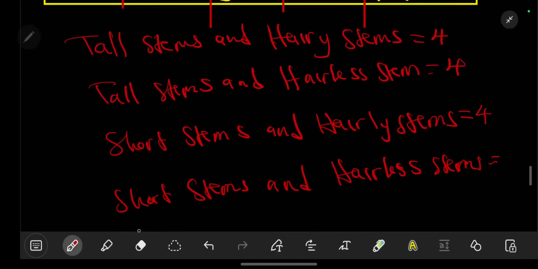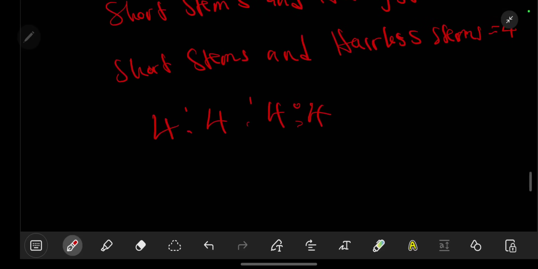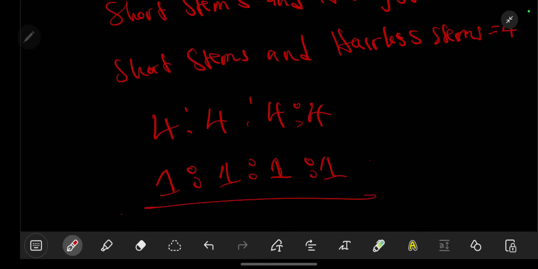So it will be our 4 like that. So the ratio is 4 to 4 to 4 to 4. So the phenotypic ratio, which can be reduced to 1 to 1 to 1 to 1 like that. So this is the outcome for that one. You obtain your 12 marks there.